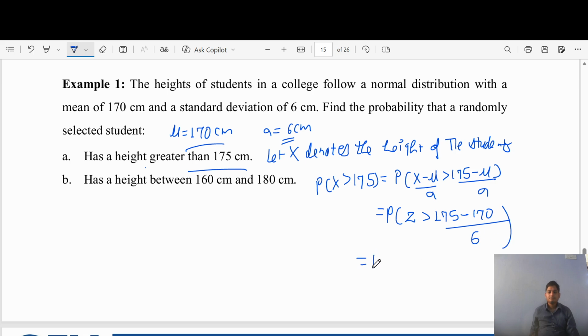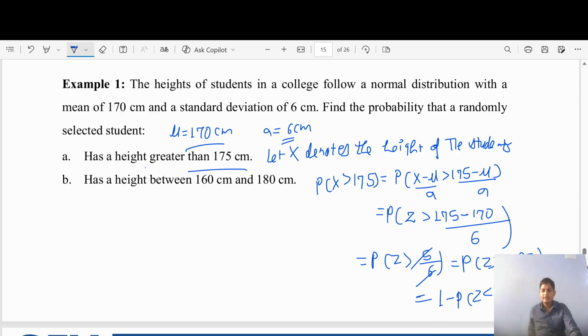So Z is 5 by 6, which is 0.83. We evaluate P(Z > 0.83) by using the normal distribution table. How do we evaluate this? We first find the value for 0.83. Since Z is greater than 0.83, we first evaluate P(Z < 0.83).